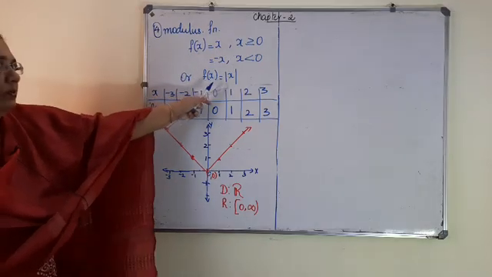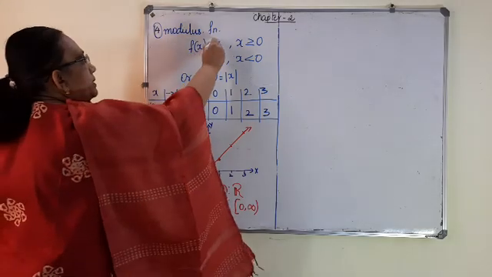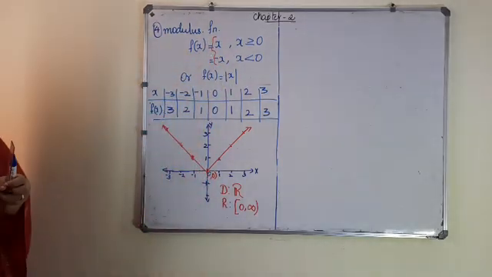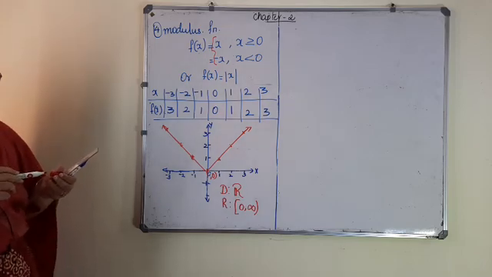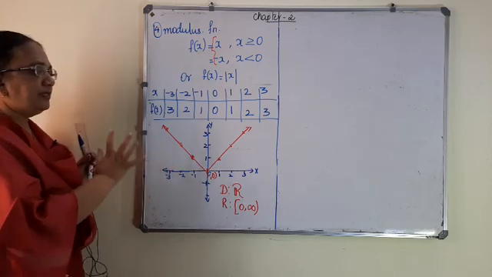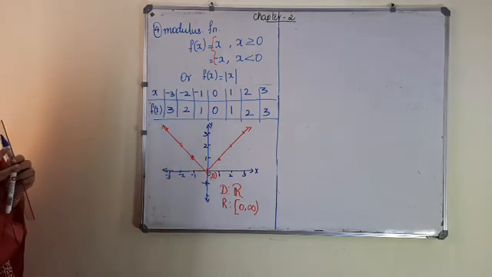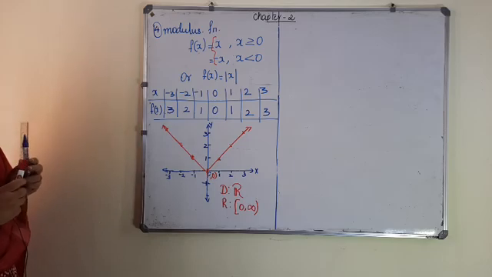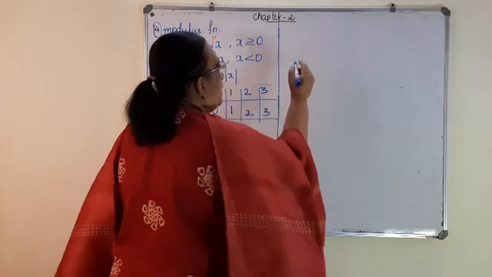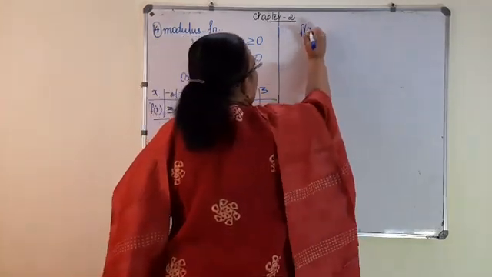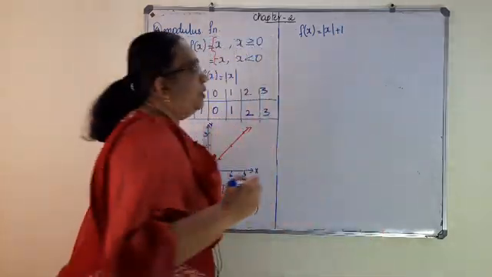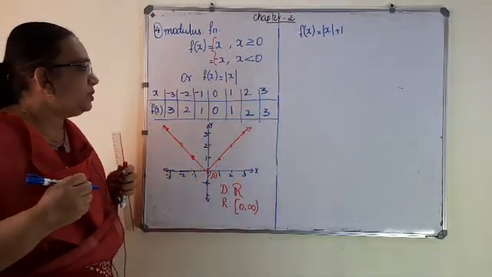f of x is equal to modulus of x, or sometimes it may be given in the form f of x is equal to x, for x greater than or equal to 0, or minus x if x is less than 0. This is the standard form of the graph. Now, suppose I say f of x is equal to modulus of x plus 1, what happens to the graph?